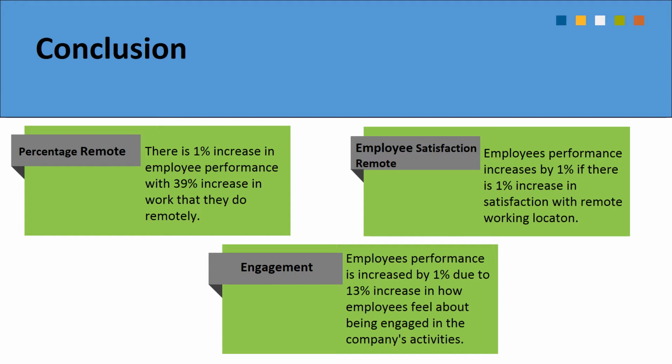Hence, with a 39% increase in the percentage of work done remotely, there is approximately 1% increase in employees' performance. Similarly, each percentage increase in their performance depends upon a 1% increase in employee satisfaction with remote working location. Also, it has been observed that with a 13% increase in employees' engagement with the company, there has been a percentage improvement in their performance. Well, all this statistical data would not make any sense if it cannot be practically applied by the management.